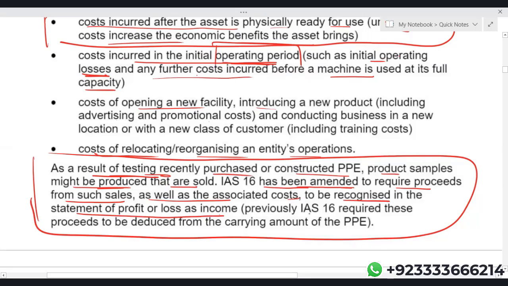Previously, IAS 16 required these proceeds to be deducted from the carrying amount of the property, plant and equipment. So simply, for producing samples, whatever costs you are incurring will go to the income statement, and the revenue you are generating from the samples will go to the P&L. Previously, cost was capitalized and the revenue was deducted from the carrying amount of property, plant and equipment, but now this is not the case. Testing cost goes to P&L, and any revenue which the company generates from selling the samples will go to the income statement.